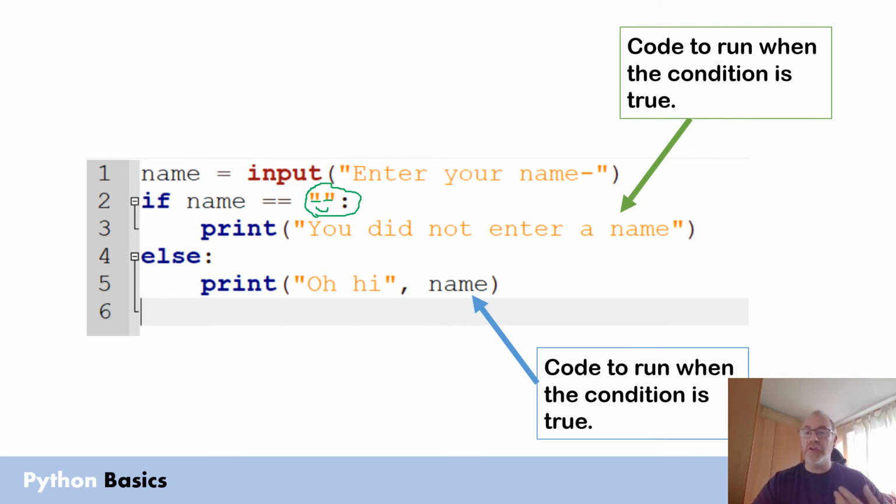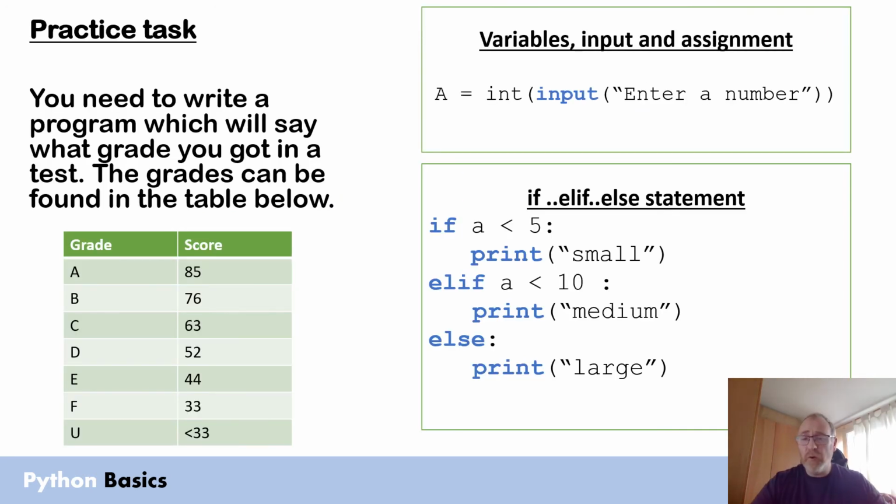So if I've entered nothing, then it's going to print out this statement. Otherwise, it will say, oh, hi to whomever you've entered. Okay, so this part of the code runs when the first condition is false, essentially. So when the condition is true, this one will run. When the condition is false, this other one will run. So that's really all to it.